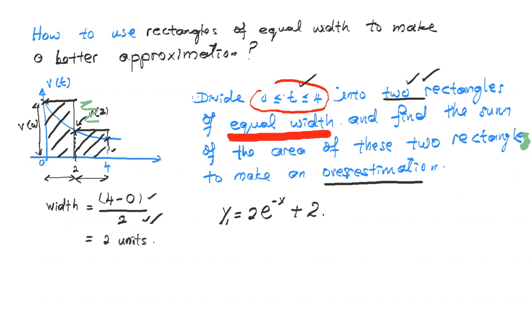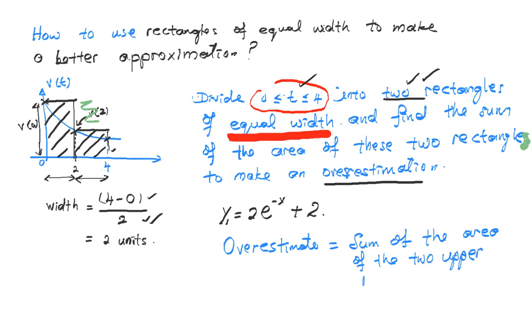So you can write this one down in your working. Okay, you got that? So now, overestimate. I will write down overestimate is the sum of the area of the two upper rectangles. I write this one down. In exam, you don't have to write, huh?